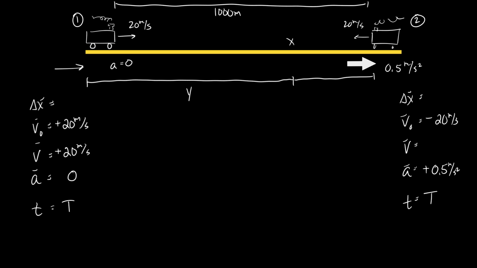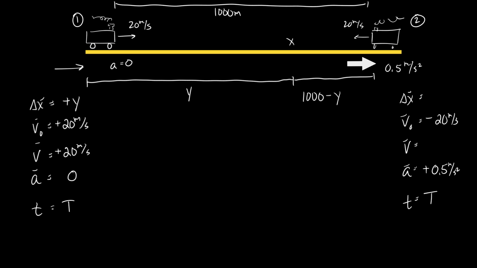So this is distance Y. That means this is a distance of 1,000 minus Y. Right? Now this doesn't answer my question, but it gets us closer. In fact, I could probably say that train 1 has a displacement of positive Y. Right? That's in the positive direction. Are we all good with that?